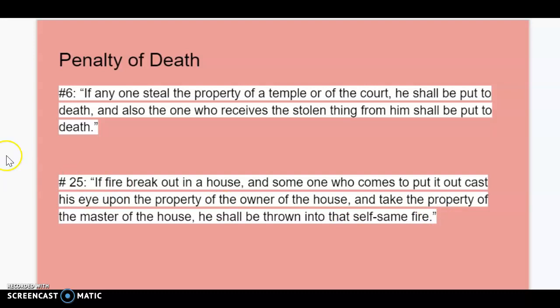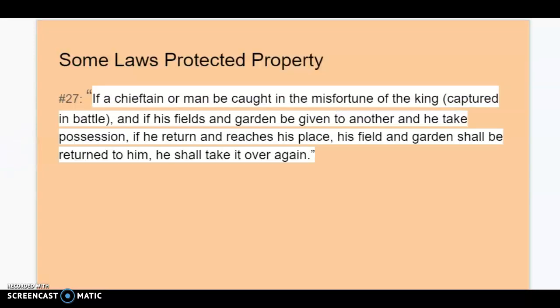Not all laws ended in the penalty of death, however. Some laws protected property. So this is a pretty cool one, actually. Number 27 of Hammurabi's Code. If a chieftain or man, which really means like a warrior, be caught in the misfortune of the king, which means captured in battle, and if his fields, his property really, his fields and garden be given to another, which means another man, and he take possession of it, if the man that was captured in battle return and reaches his place, his field and garden shall be returned to him. He shall take it over again.